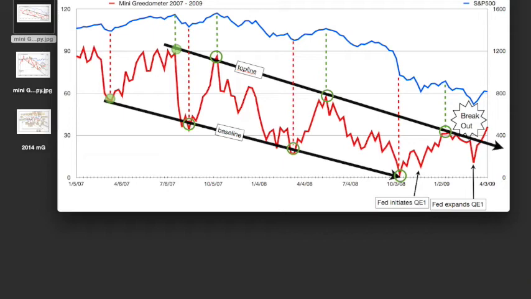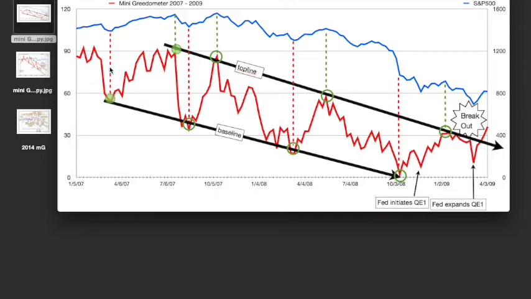This video is intended to provide insight into the mini Greedometer algorithm and its application to stock market crashes. Let's take a look at the mini Greedometer sequence associated with the crash of 2007 to 2009. Some nomenclature first. There's the baseline and the top line.